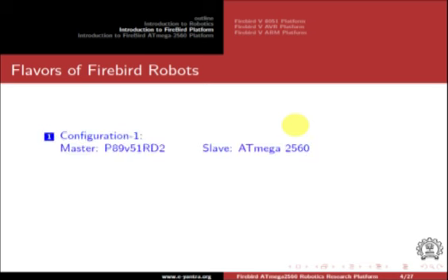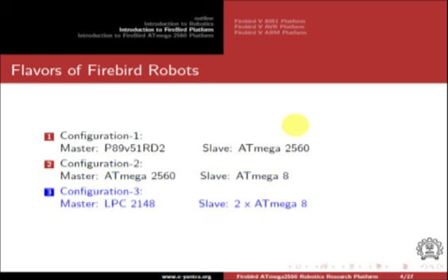For example, the first platform has 8051 core based NXP manufactured P89V51 RD2 microcontroller. Second configuration uses AVR architecture based Atmega 2560 microcontroller. And the third configuration uses ARM architecture based LPC2148 microcontroller. So basically all platforms use different microcontrollers which give different processing capabilities, and as a user we have freedom to select any one of them.